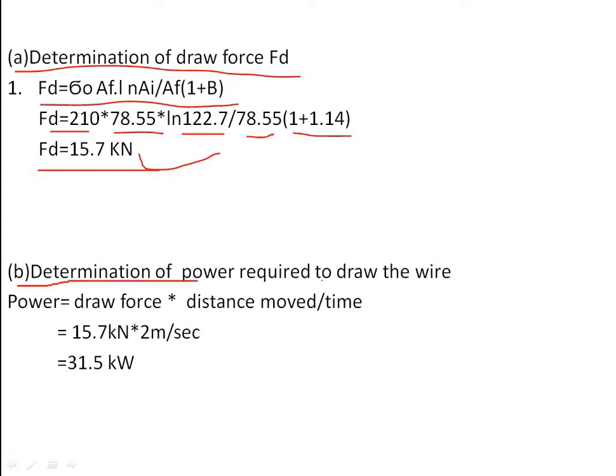Next one, part B, determination of power required to draw the wire. Power is equal to draw force into distance moved per time. So 15.7 kilonewton you have found out as the draw force. Substitute the values into 2 meter per second, that is distance moved per time. Then you will get 31.5 kilowatt. These are the things with the problems.